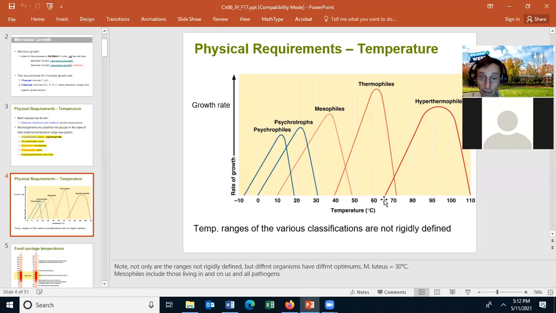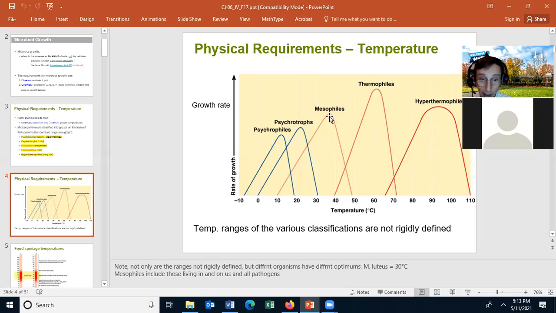Now you should realize that the exact range and even the optimum temperature for a species is not rigidly defined, meaning when we're talking about mesophiles, the exact range isn't 10 degrees to 49 degrees, and not all mesophiles grow at an optimal temperature of 37. For example, M. luteus is a mesophile, but it grows best at 30 degrees Celsius.